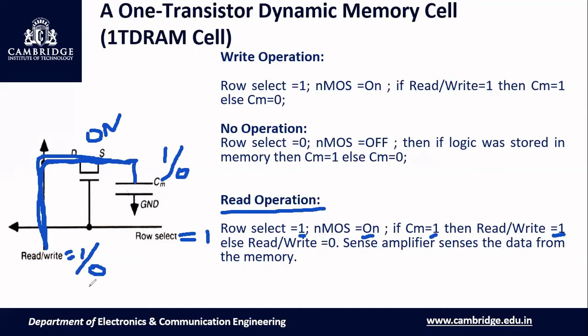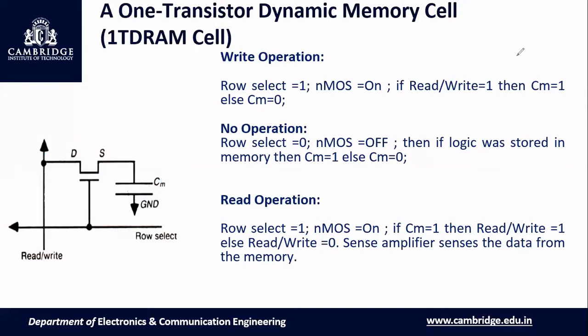Here you can use a suitable sense amplifier to sense the data. Sense amplifier means two inverters will be connected back to back, so that whatever data you had in this memory will be read. That's it. Because this capacitor can hold data for 1 millisecond. After 1 millisecond, it will slowly decay.